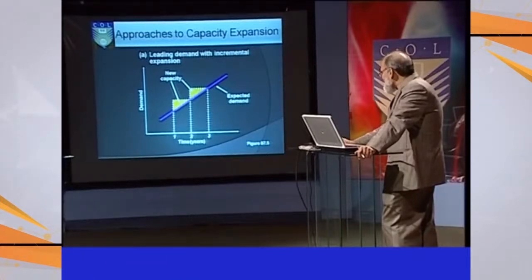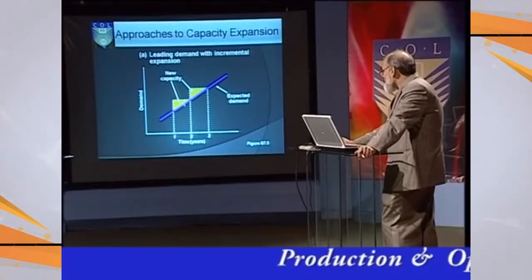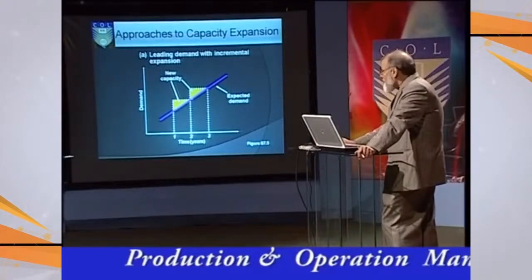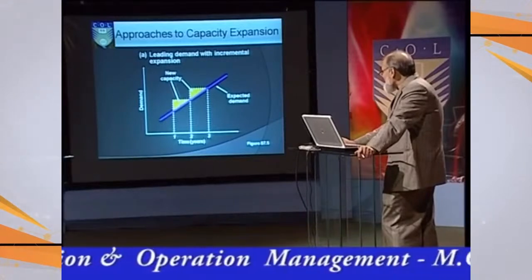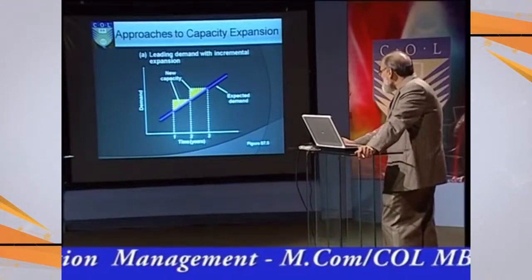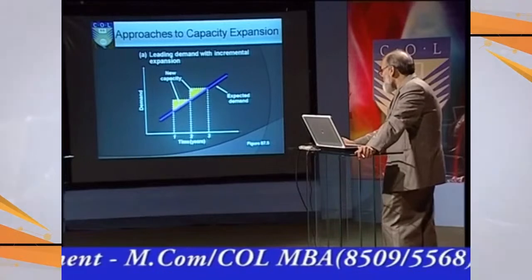Similarly, for year 3, we increase our capacity here, right? And when we reach year 3, it means we don't have any shortage at year 2 or at year 3. We create capacity in two increments, increment 1, increment 2.